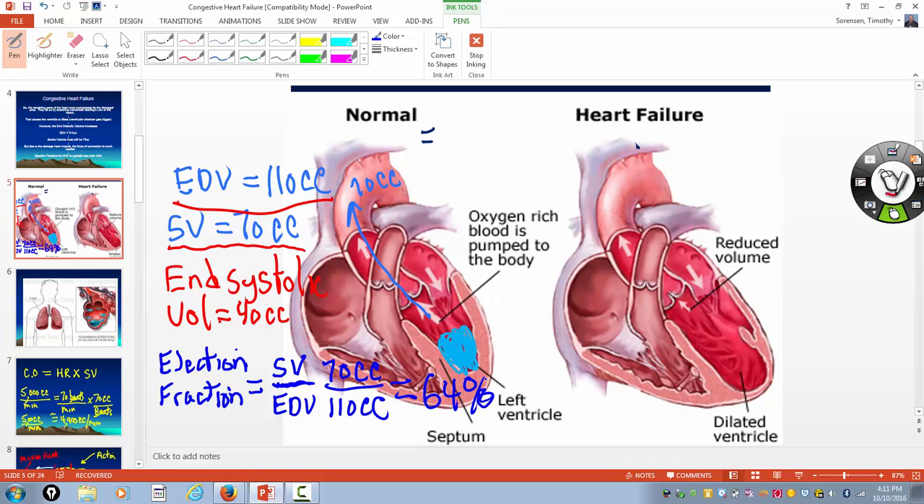So that is considered a normal ejection fraction. If your ejection fraction is less than 50%, you have congestive heart failure. The lower the ejection fraction, the worse your heart is. You're in trouble. So now let's look at a heart that has congestive heart failure.